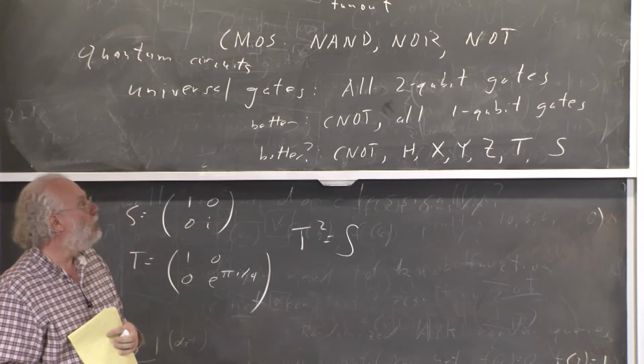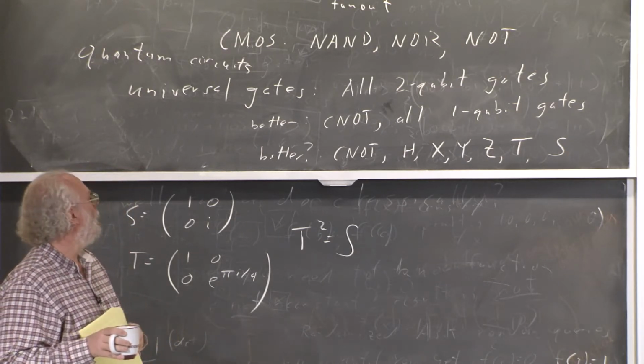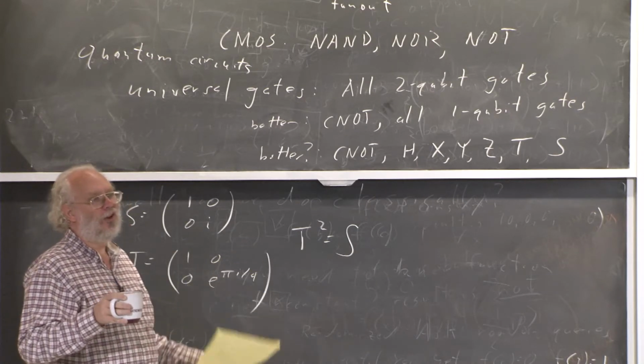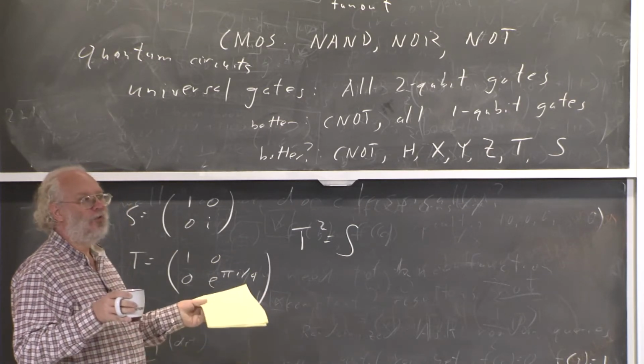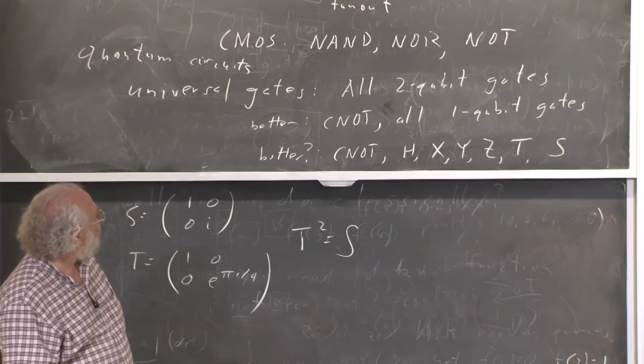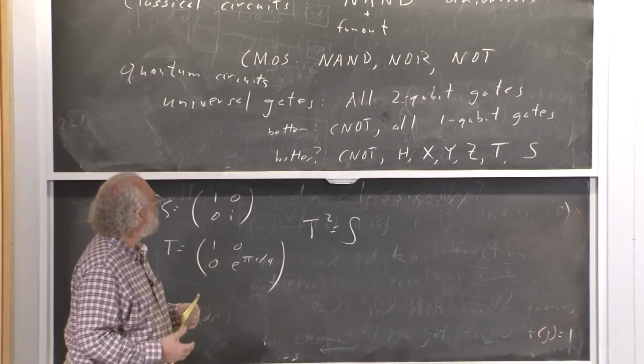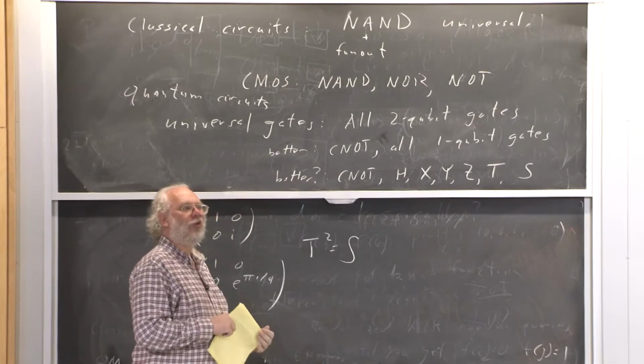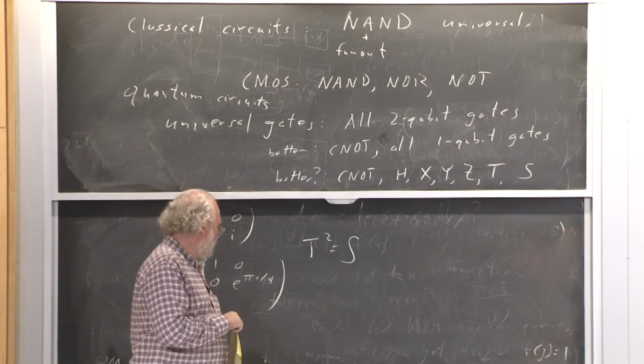When you actually go to build a quantum computer, you may not use this set of gates, because maybe there will be other gates which are much easier to implement, because you have much more freedom choosing which gates to use in a quantum computer than you do in a classical computer.